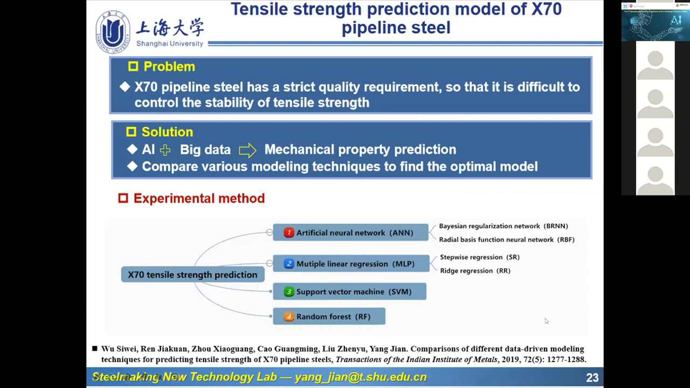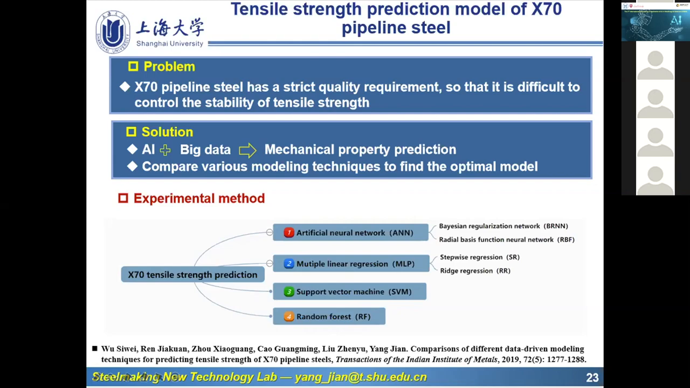And this time we use six models. The first one is the back propagation network. The second one is the radial basis function neural network. The third one is the stepwise regression. The fourth one is the ridge regression. The fifth one is the support vector machine. The sixth one is the random forest.